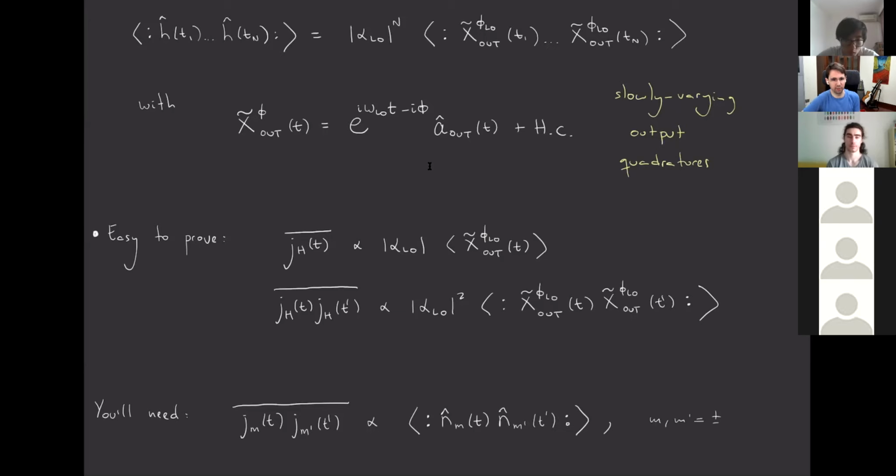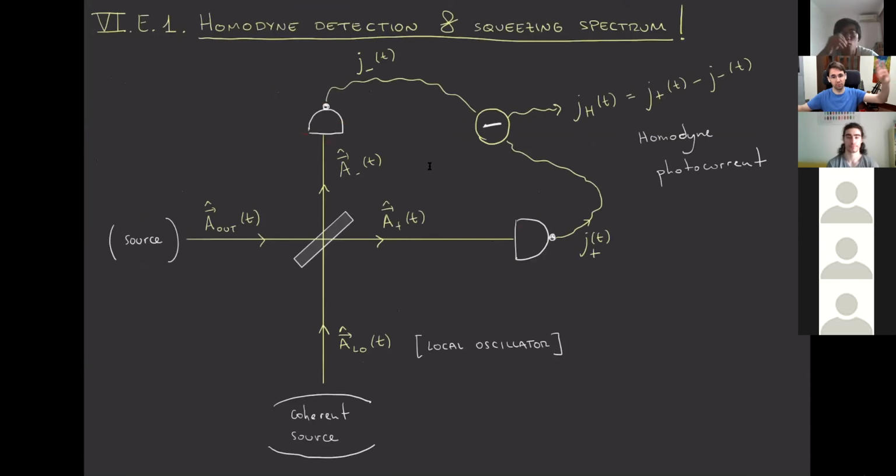And it makes perfect sense because, of course, maybe naively, you would think that, oh, because these two detectors are independent, the photocurrents that they generate are independent. And that's not true, because if the fields that they are measuring are correlated, of course, the statistics of the photocurrent will be correlated, okay?